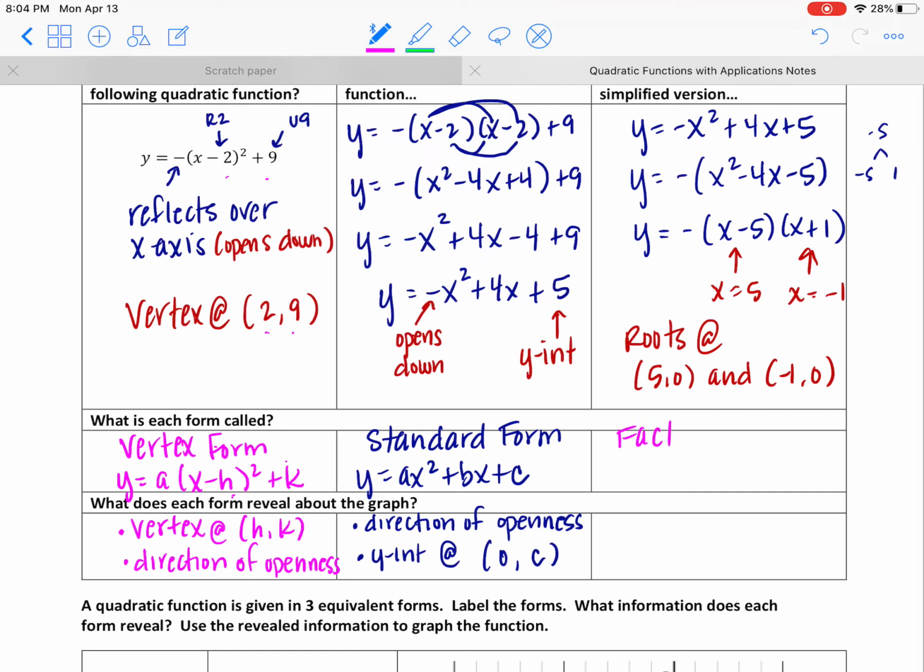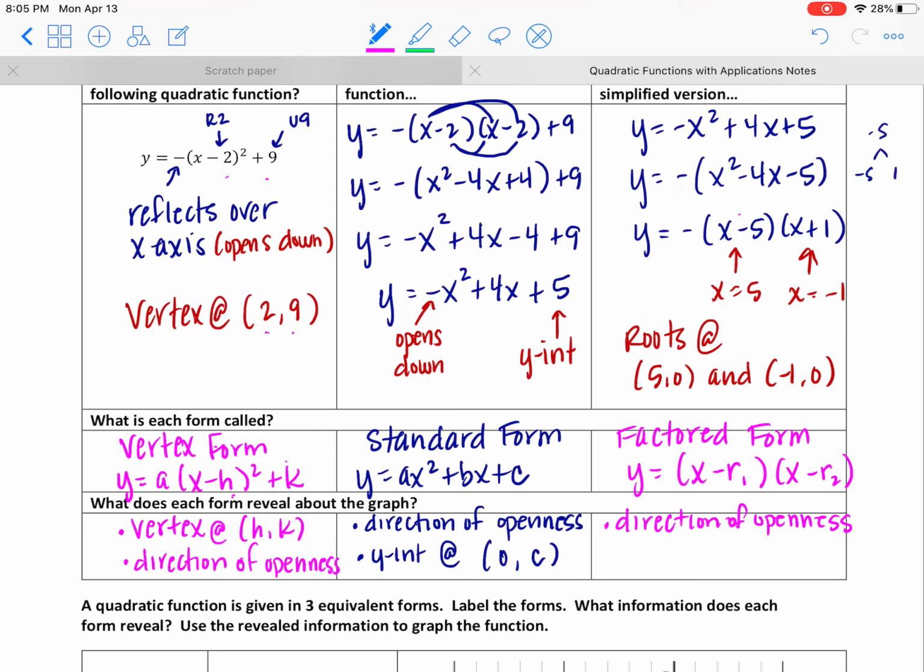This one we call, go back to pink here, factored form. And factored form is where you have y equals, and then you're going to have x minus a root and x minus another root. And this one is helpful because, again, based on this number here, you can still see which direction it opens, so all the forms are going to tell you that. And direction of openness. Don't mind my spelling. And more importantly, it tells us the roots.